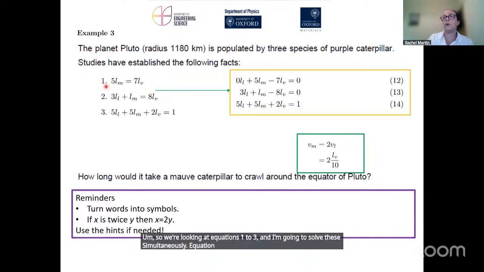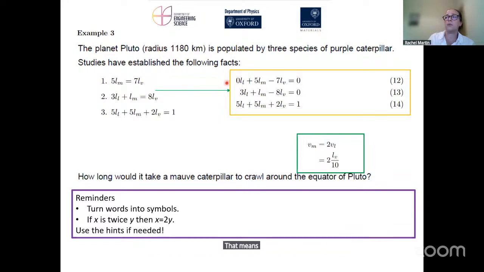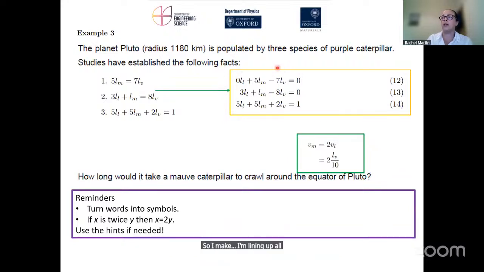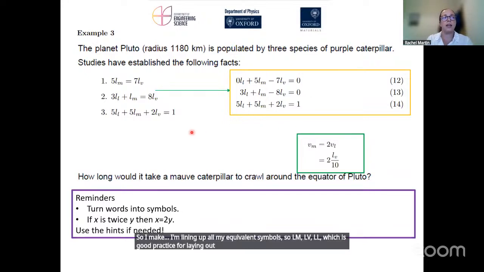Equation 1, although it's only got LM and LV in it, that means we can rearrange it and put it in a very similar format to equations 2 and 3. So I'm lining up all my equivalent symbols, so LM, LV, LL, which is good practice for laying out our working for a simultaneous equation.